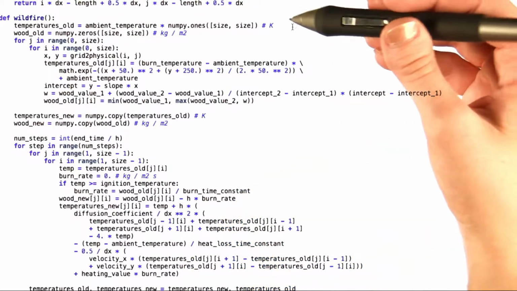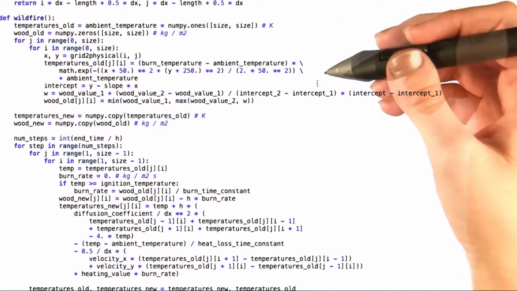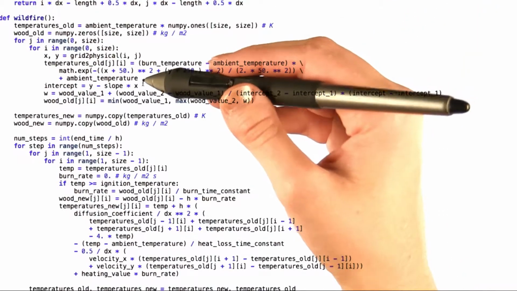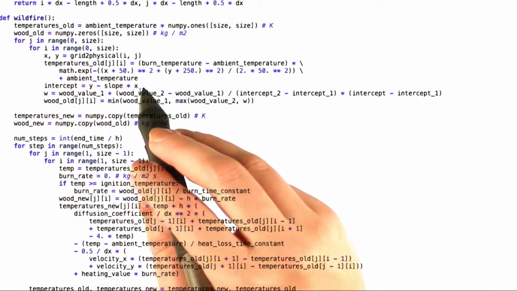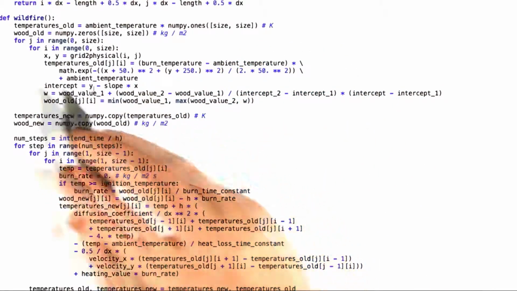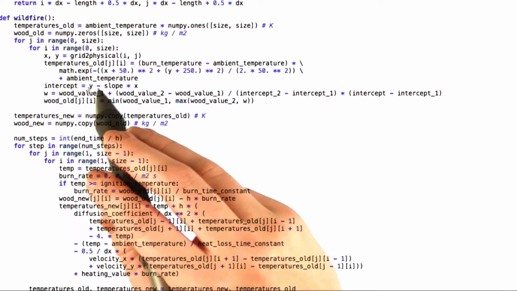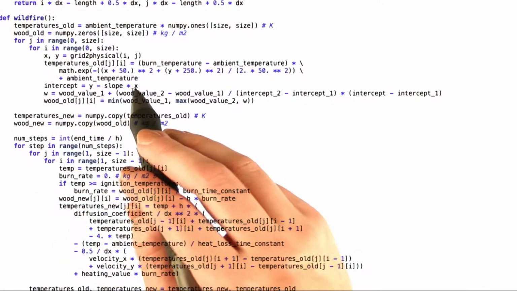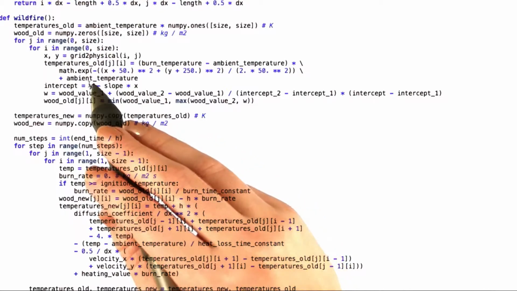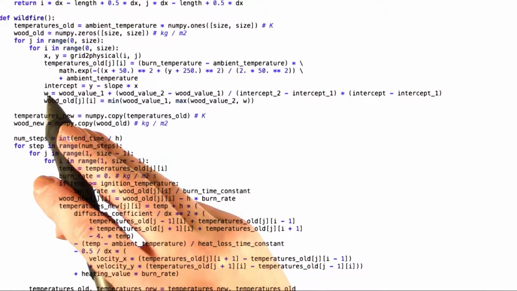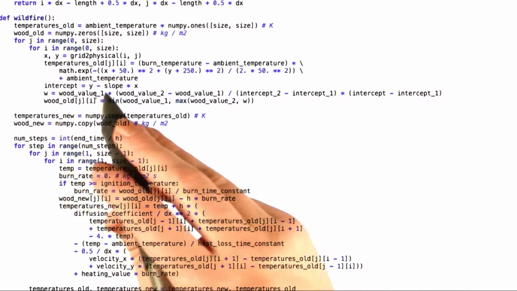Now going up to the top of our wildfire function, let's talk about this initial distribution of wood density. This first line right here is just a translation of that mathematical expression I had written out for you. The y-intercept of the point that we're considering is just equal to some y value minus the slope that we're given times x. And actually, this xy is the xy that we're talking about at this moment. That means that the wood density then is equal to wood value 1.